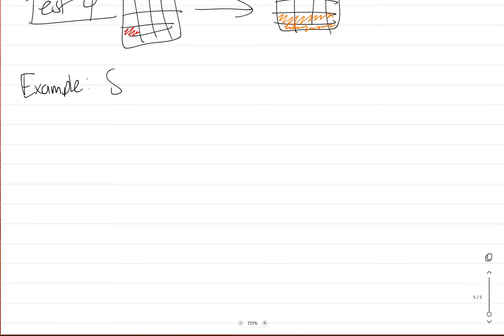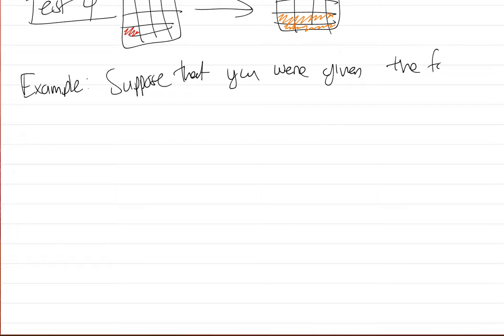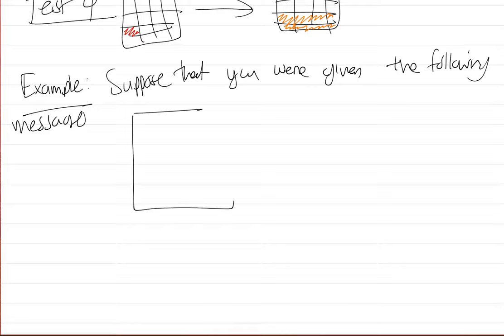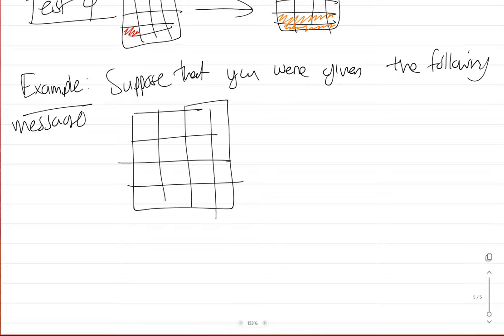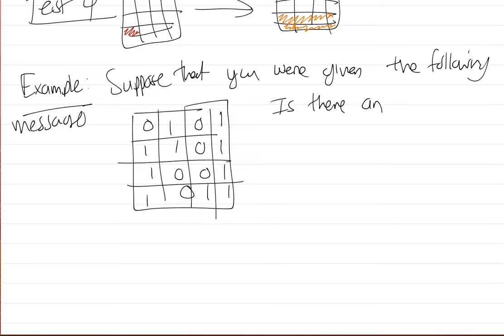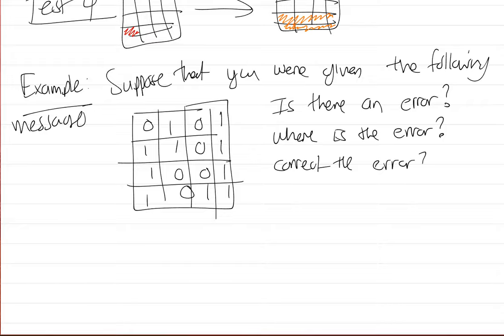Suppose you were given the following message: 0, 1, 0, 1, 1, 1, 0, 1, 1, 0, 0, 1, 1, 0, 1, 1. So the questions are: is there an error in this message? Where exactly is the error? And then correct the error wherever it is, if there is an error.